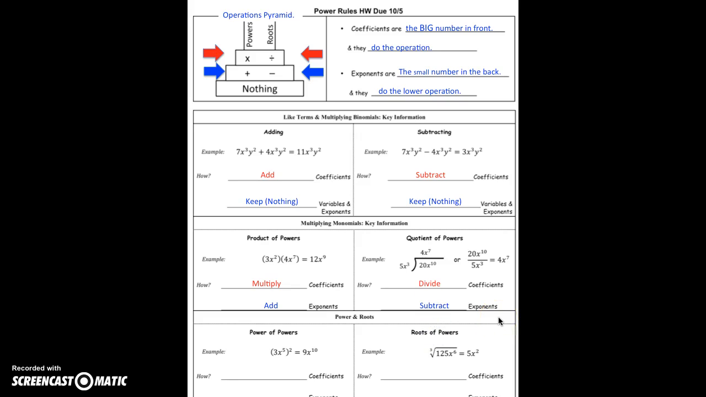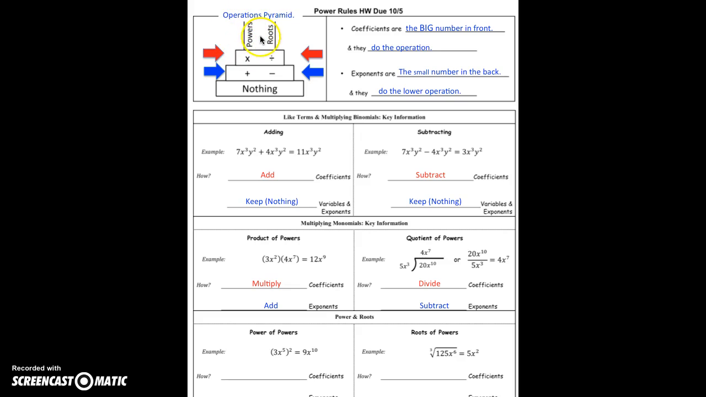And last but not least, when we're dealing with powers of powers, so we're taking a term that has a power in it, a variable with a power, and we're raising it to a power, what do you think is going to happen? Coefficients will do exactly what we say. So if we are squaring in this case, the coefficient 3 is going to get squared. 3 times 3 will give us the 9.